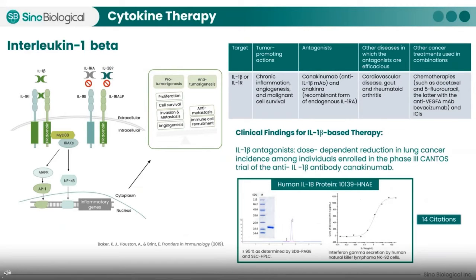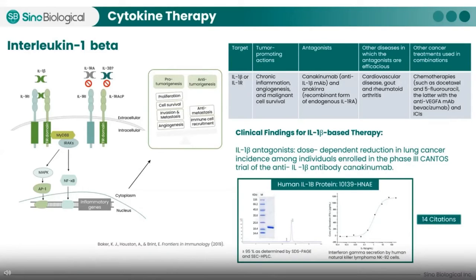Now let's talk about the last one in the list, that is interleukin-1 beta. So the figure on the left panel illustrates the functions of IL-1 beta signaling in cancer. The IL-1 signaling pathway is activated through the binding of IL-1 alpha or IL-1 beta to the IL-1 RI.